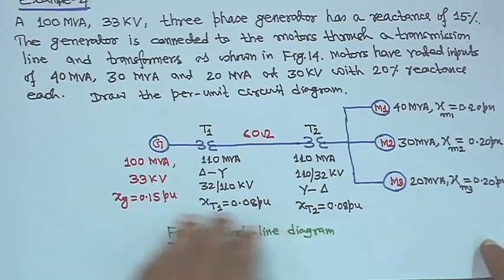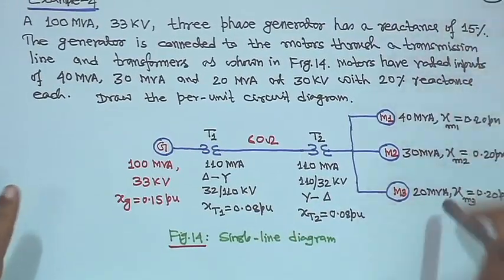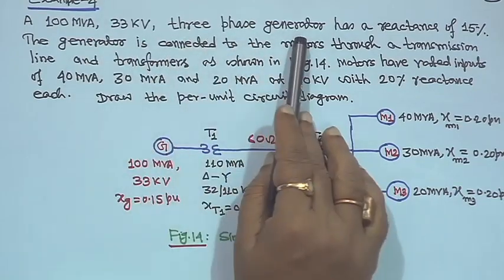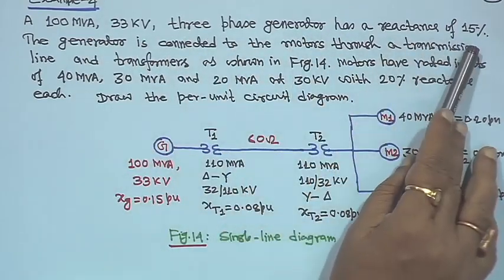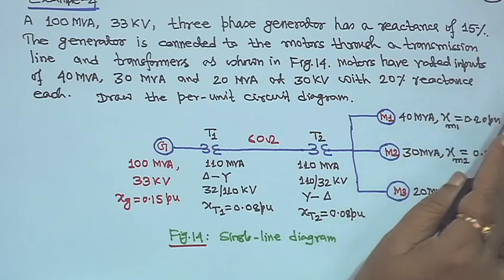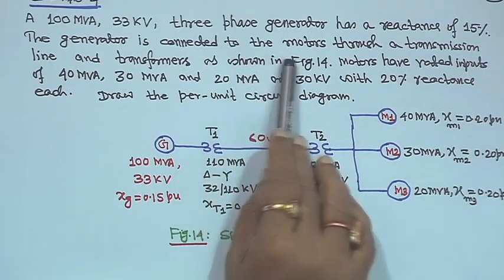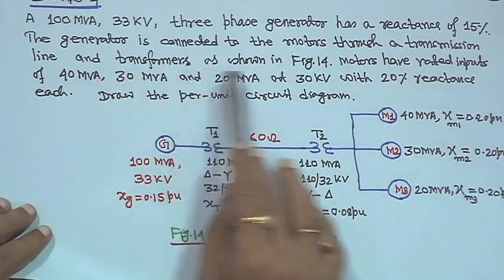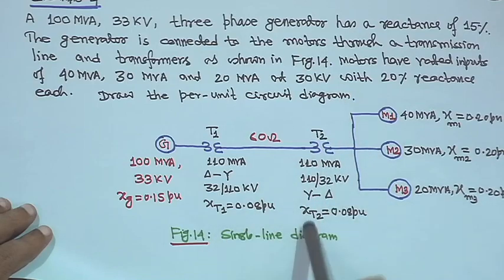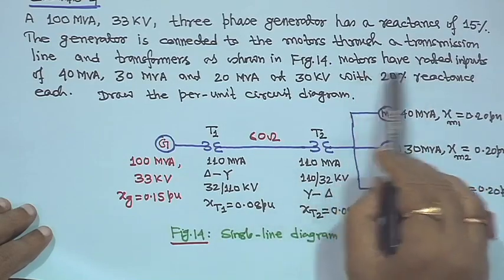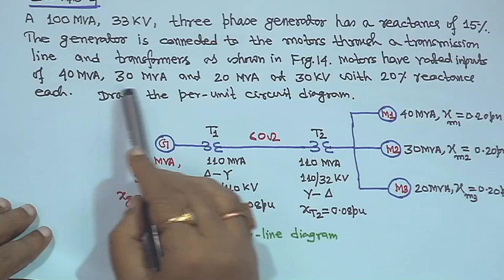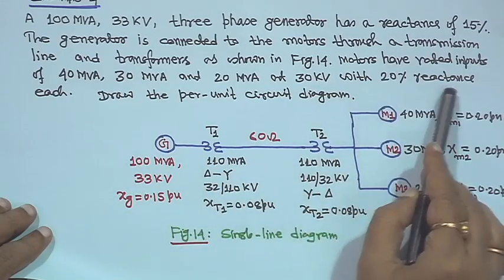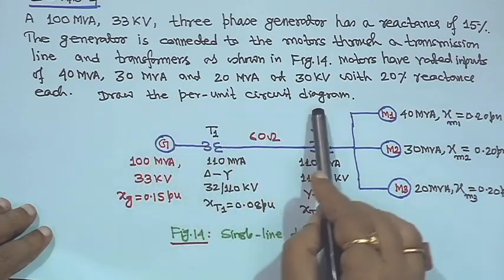Next is another type. In this case, a 100 MVA, 33 kV, 3 phase generator has a reactance of 15%, that is 0.15 per unit. The generator is connected to the motors through a transmission line and transformer as shown in figure 14. This is figure 14, I will come to that. Motors have rated inputs of 40 MVA, 30 MVA and 20 MVA at 30 kV with 20% reactance each. Draw the per unit circuit diagram.